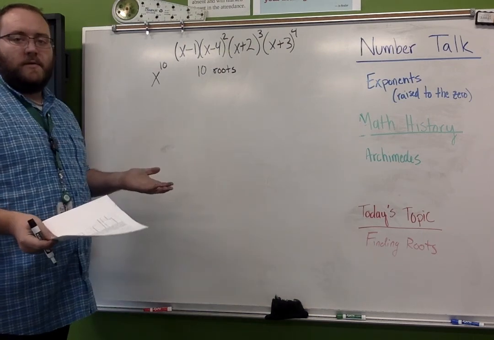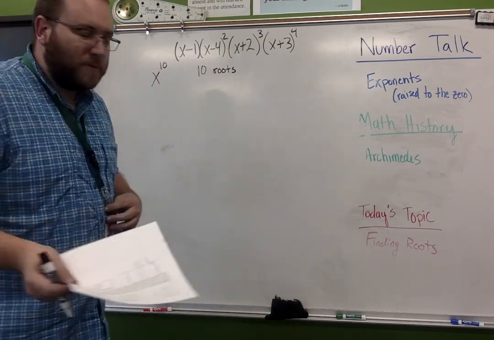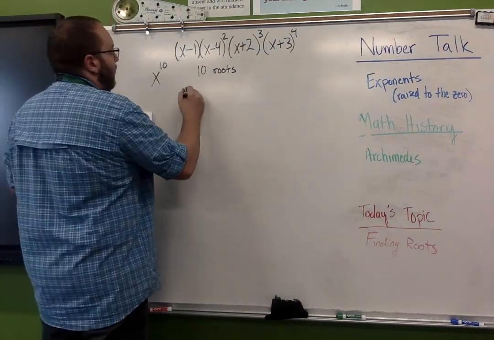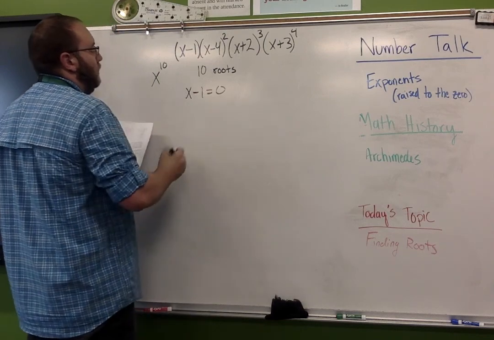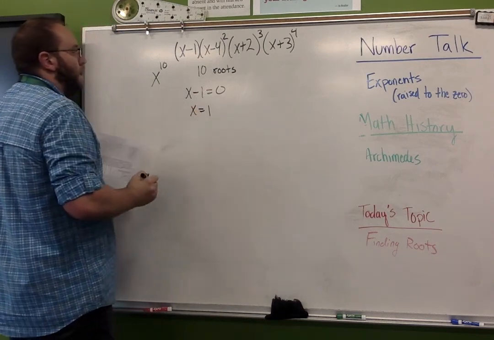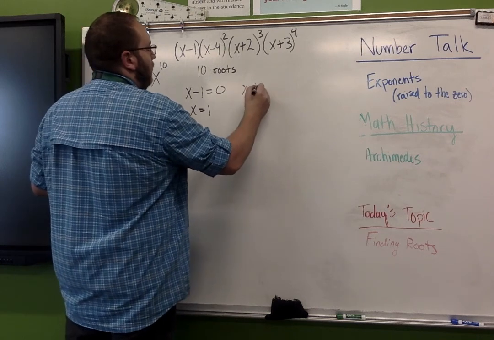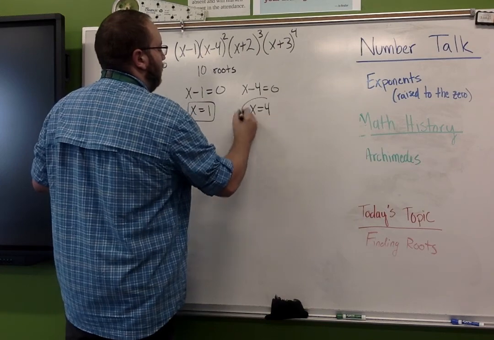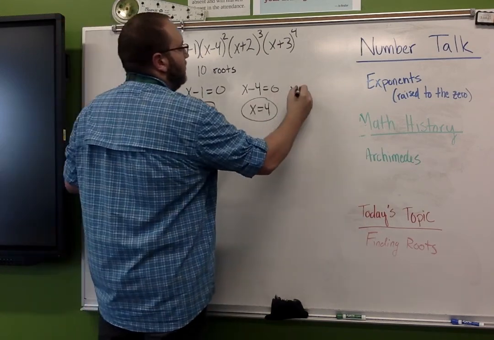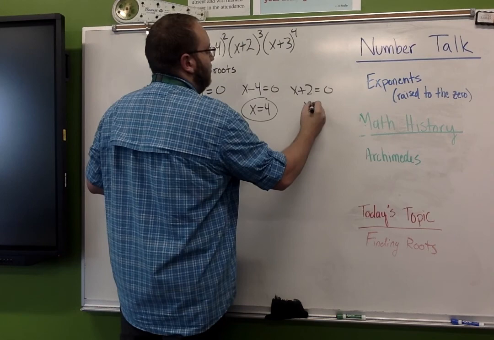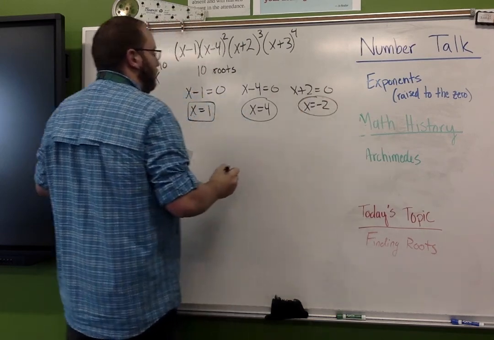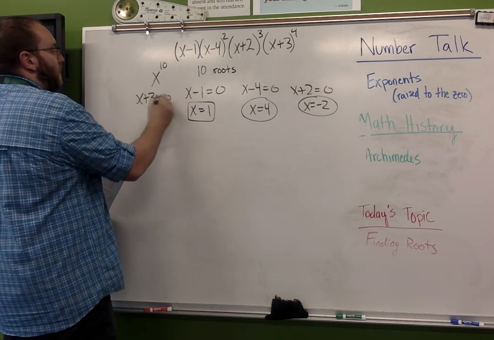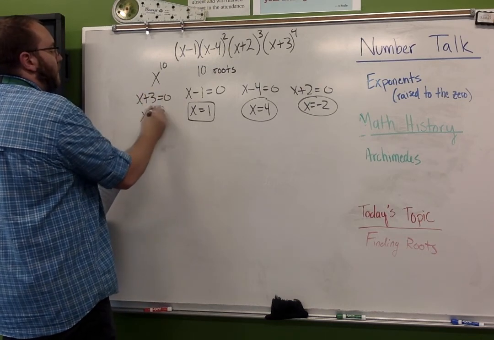So if we find the roots, just like you did in the last video in the practice problems, you set each factor equal to 0. So x minus 1 equals 0, so x equals 1. x minus 4 equals 0, so x equals 4. x plus 2 equals 0, so x equals negative 2. And then x plus 3 equals 0, so x equals negative 3.